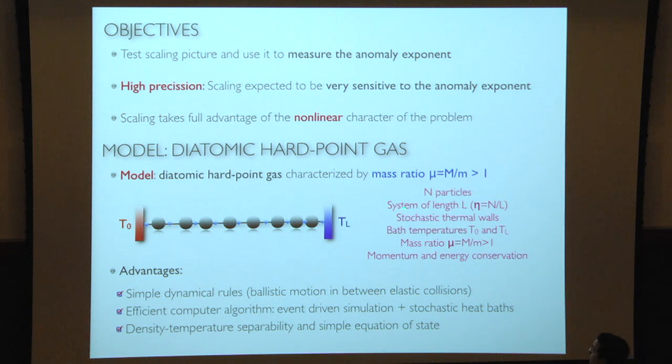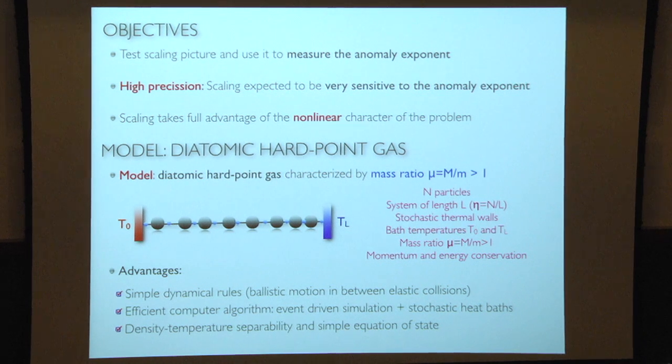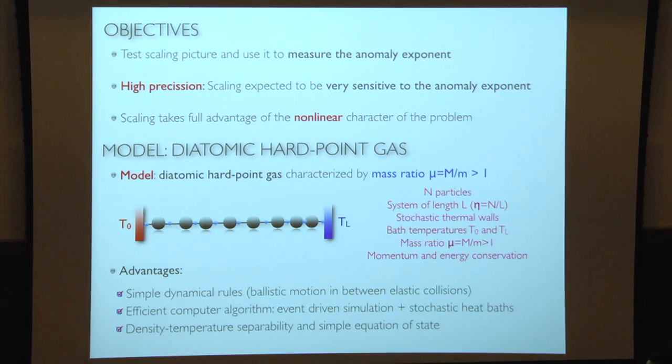I have n particles, a system of length L, so the average density is eta, n over L. I couple my fluid to two stochastic thermal walls at the boundaries. Every time a particle collides with the wall, it comes back into the system with a velocity randomly drawn from the appropriate Maxwellian distribution. As soon as these two temperatures are different, you are in the Fourier law type of setting. You have a temperature gradient, you have a current, and then let's look at what happens.